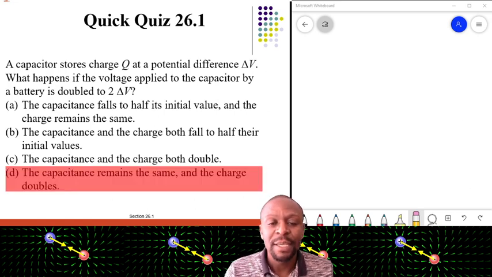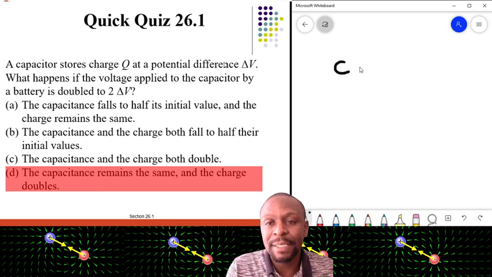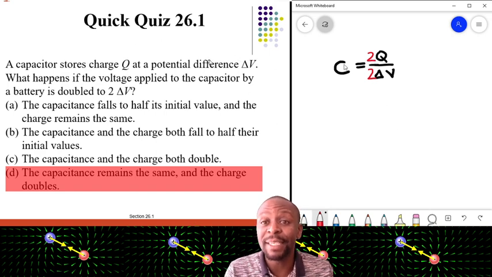Okay, let me just give more elaboration on that. Say, for example, because we have defined the capacitance as Q divided by the change in V, right? Now suppose that you double the change in potential. The moment you double the change in potential, that will mean that you are also doubling the charge, so the capacitance doesn't change. This is capacitance which doesn't change.